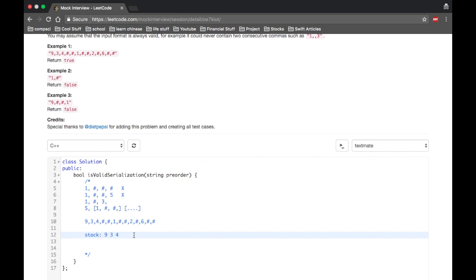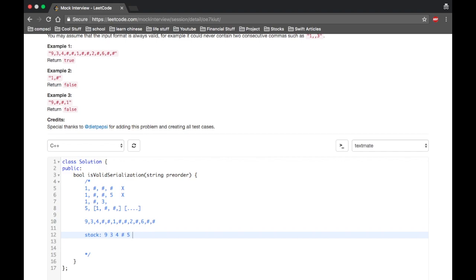So now that I realize that I need a stack, how do I actually use it? So I put in the 9, I put in the 3, I put in the 4. The first hash mark doesn't do anything. Or it does? So put in the hash, and then the second hash would take out the 4. At the same time, if it's a 4 and a hash and then another number, then I have to complete this tree.